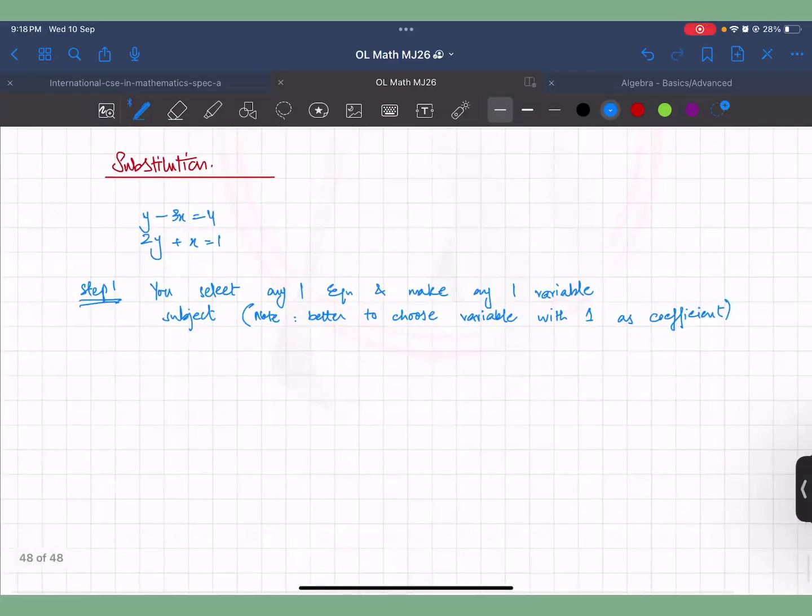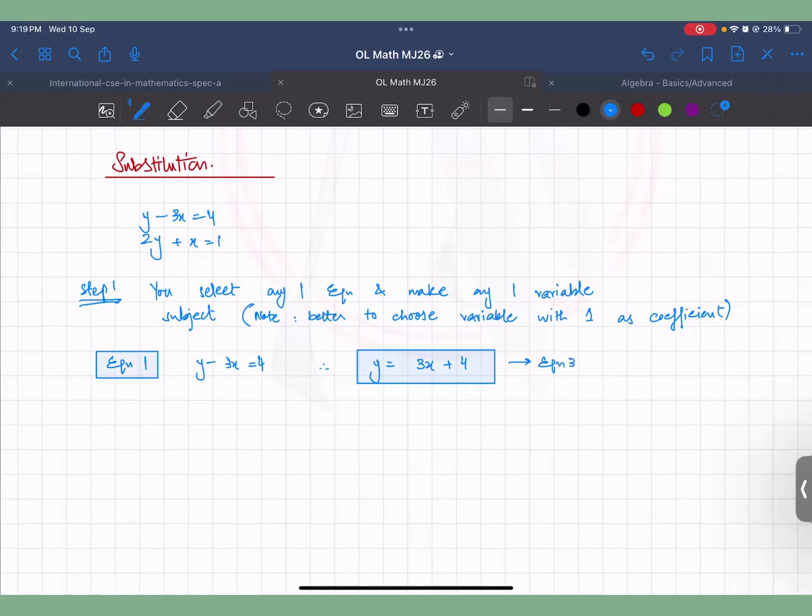Okay. So in this equation, you can see that there are two variables, y and x. Both of them have the coefficient 1. So it's up to you. You can choose any one of them. I am right now choosing equation 1, y minus 3x is equal to 4. And now I'm making y the subject. So I will move the minus 3x to this side. It will become y equals 3x plus 4. This becomes your equation 3. So you chose equation 1 and formed equation 3 from equation 1.